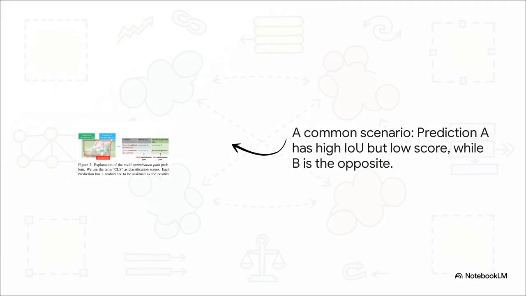So this visual really gets to the heart of the conflict. Just imagine you've got two different predictions for the exact same object. Prediction A has a fantastic bounding box, really high IoU, great positional accuracy, but the model's not very confident about what it is, so it has a low classification score. Then you have prediction B, which is the complete opposite. The model is sure it's a car, but the bounding box is kind of sloppy. The standard matching process forces the model to pick one, and that's where the whole dilemma starts.